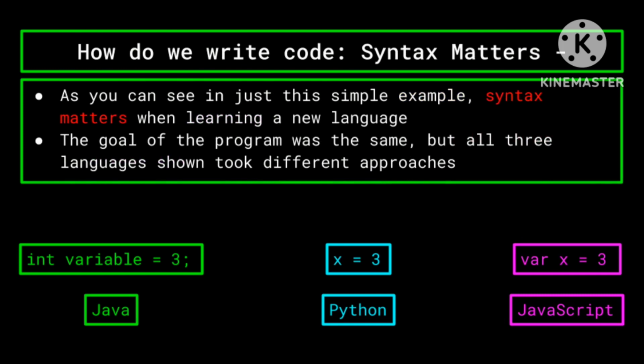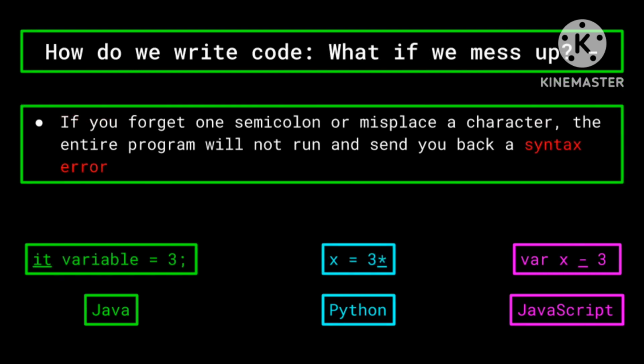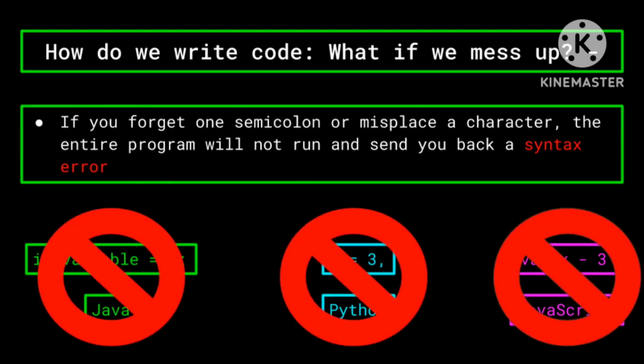Even in this simple example, you can see how much the syntax matters when learning a new language, since while the goal of our program remained the same, which was to define an integer with the value 3, all the programming languages shown took different approaches. All these languages require that you follow this syntax because remember, computers are extremely dumb. If you forget one semicolon or misplace a character, the entire program will not run and send you back a syntax error, which is something we'll talk about later.